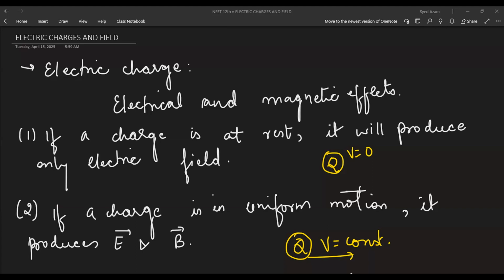Ma'am, here V is electric potential? No, it's the speed, velocity. Velocity is zero, then only the charge will be at rest. So V is the speed. Velocity of what? The velocity of the charge. Velocity of charge is zero, okay. So the charge is at rest. It's not moving because there is no speed.